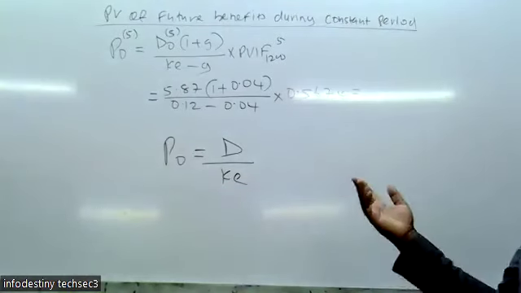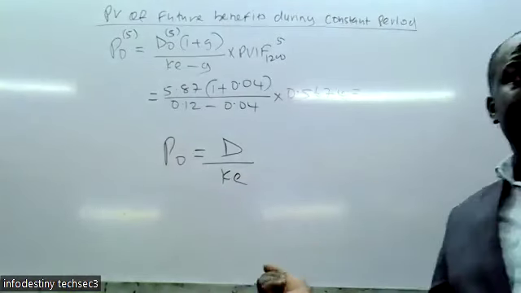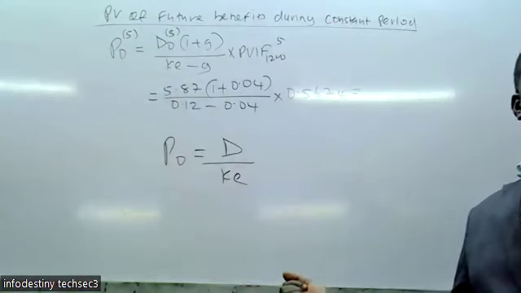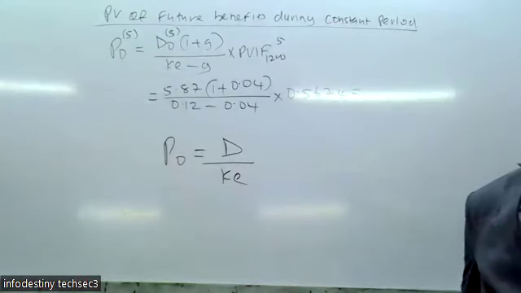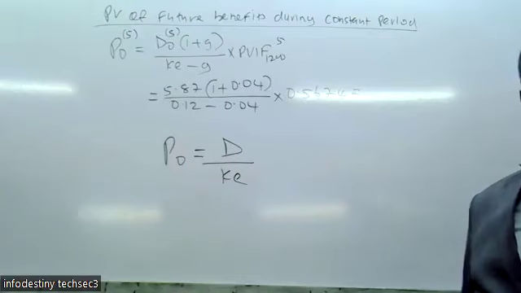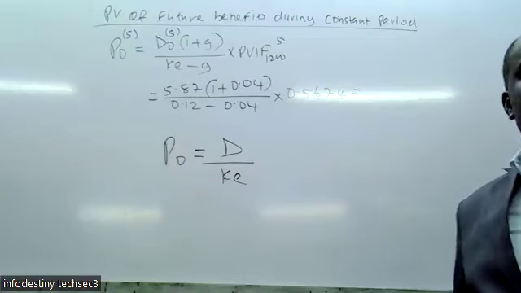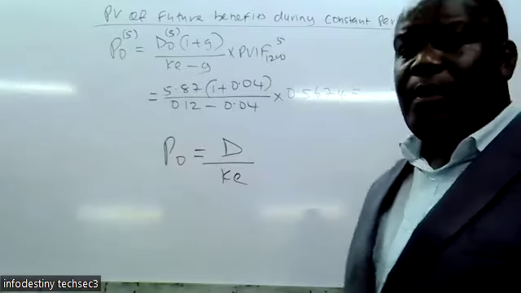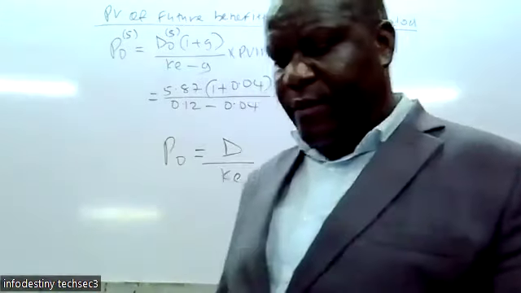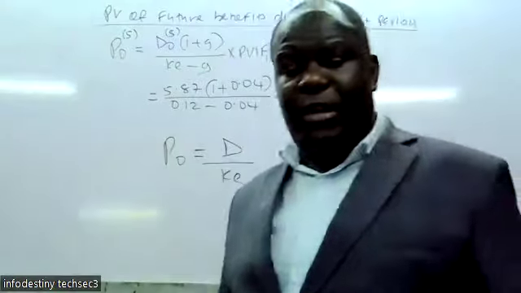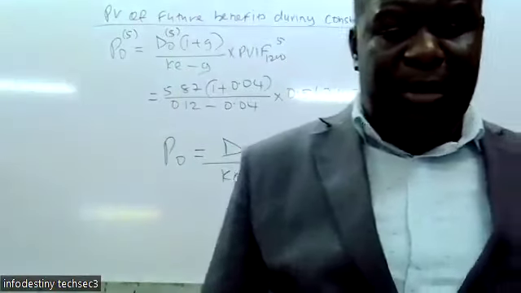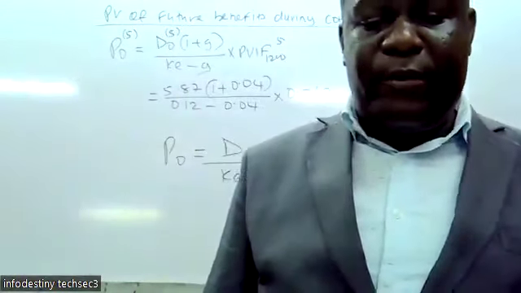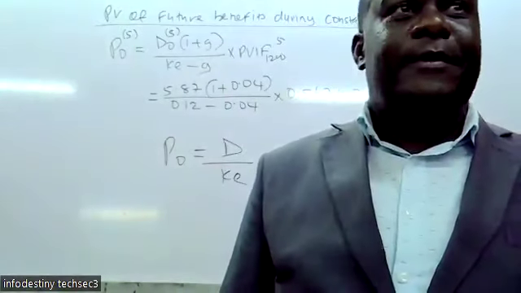We say that PO is the price of the share. D is the dividend per share, and KE is the cost of the ordinary share. So we can have a short break. When we come back, we shall now go to valuation of the preference shares.